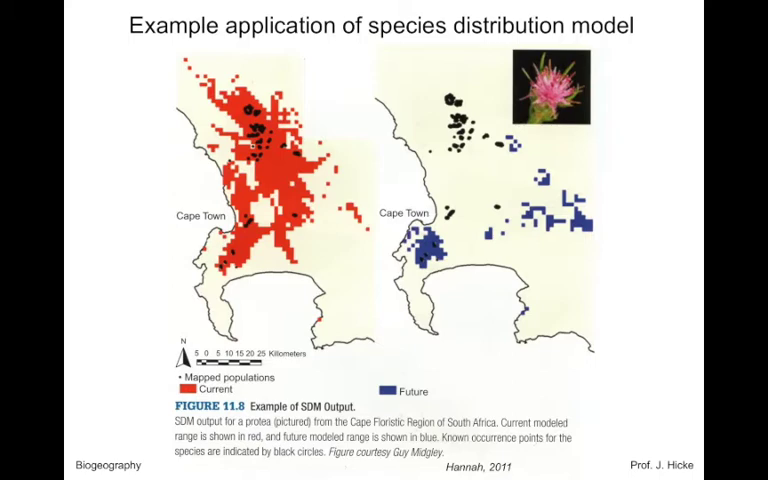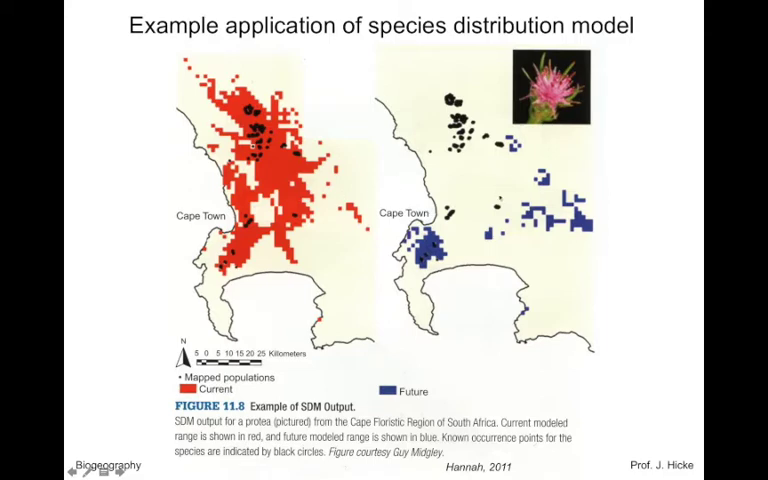So here's another example of a distribution model used to look at this particular plant species in southern Africa, around Cape Town, if you know where that is, the southwest coast of Africa. So blacks are the current locations, records of observations, and in this case, the red is the model predicted observations given current climate. You can see that most of the observations are well covered by the mapped or modeled distribution, so there's not a whole lot of omission errors. Here might be an omission error.